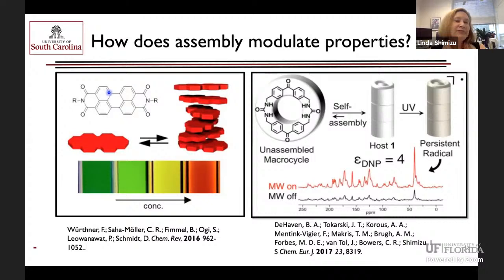So I've just given you a flavor of what our group does. We're really interested in the idea of how assembly modulates properties. And so here's an example from the Werthner group. They were looking at assembly of these diamides and how this modulates its photophysics. We're also interested in modulating photophysics.